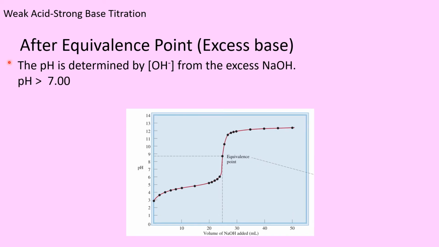In this region, after the equivalence point, we are already right here. The hydrogen ion concentration from the reaction of acetate ions with water is negligible relative to the concentration of hydroxide ions from the excess sodium hydroxide. So how will the pH be determined after the equivalence point? It will be determined by the concentration of hydroxide ion from the excess sodium hydroxide, or our excess titrant.